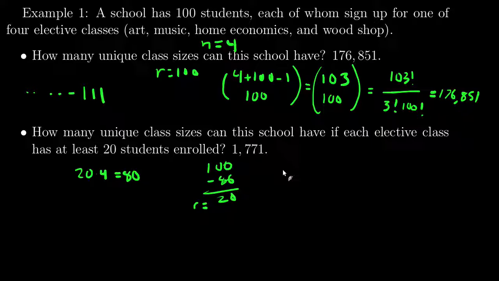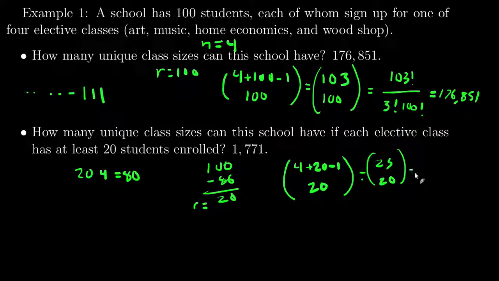And so what we end up with is still 4 classes, so n is still 4 distinct things. 4 plus 20 minus 1, choose 20 for the students, which is 23 choose 20. That's 23 factorial over 3 factorial times 20 factorial, and when I do that computation, I will get 1,771.